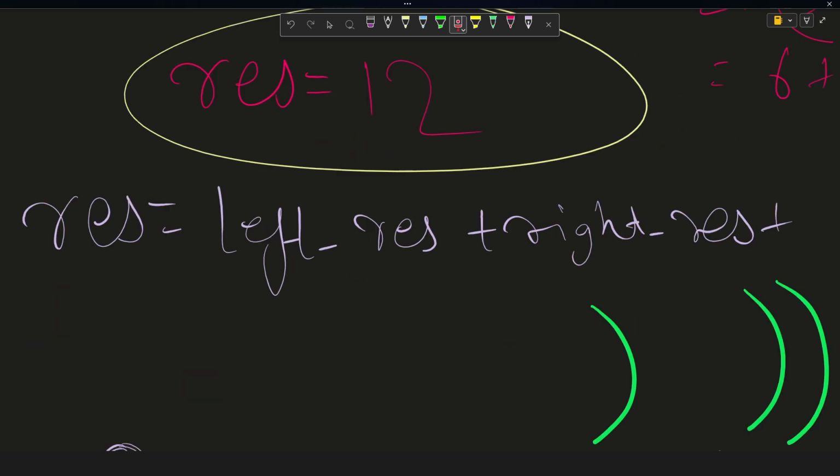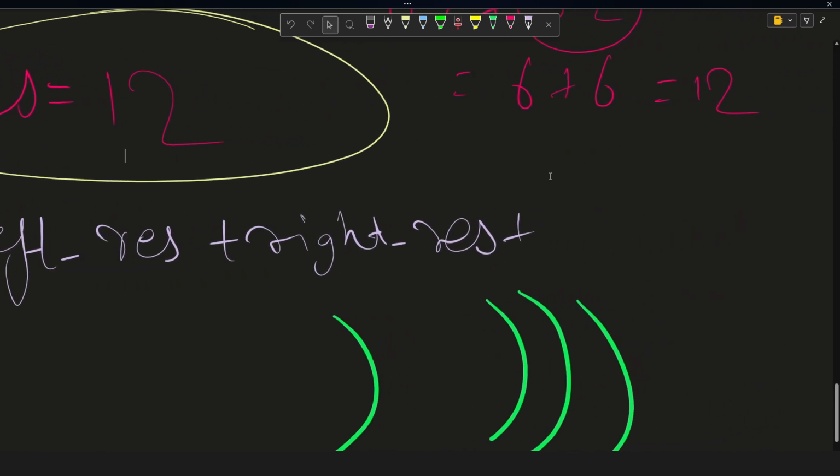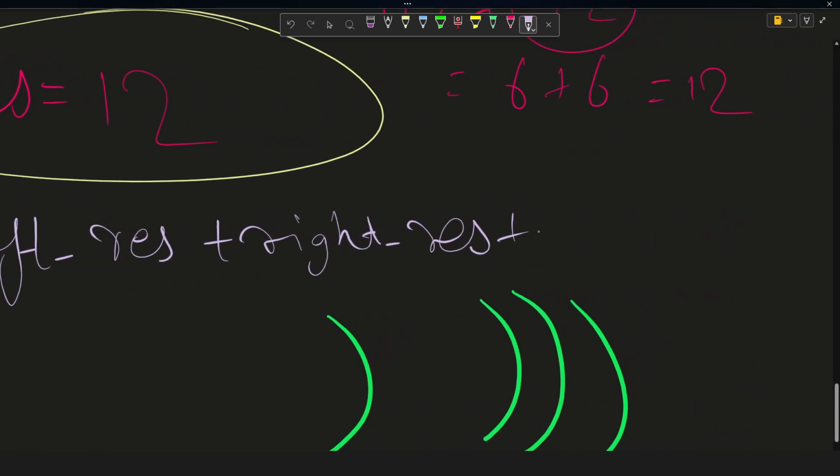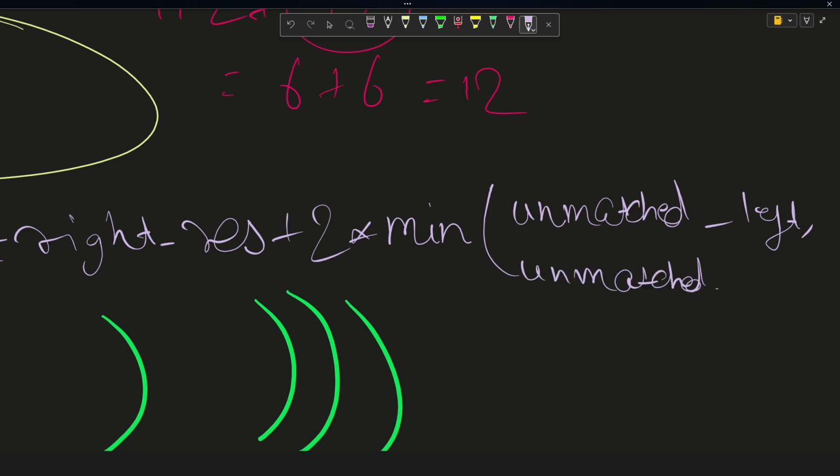Let me tell you again what this result value will be equal to. It will be equal to the left result, which represents the longest correct bracket sequence present in the left child, plus the right result, which represents the longest correct bracket sequence present in the right child. And at last we have to take 2 times the minimum of the number of brackets, but what type of brackets? Unmatched brackets, right? Unmatched of left, comma, unmatched of right.